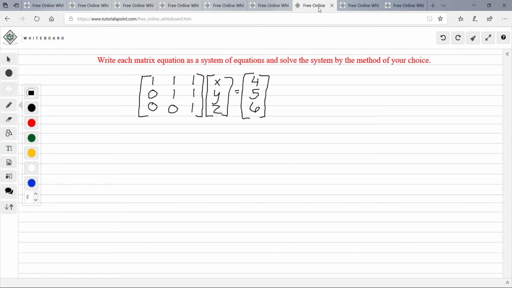Okay, so write each matrix equation as a system of equations. Solve the system by the method of your choice.